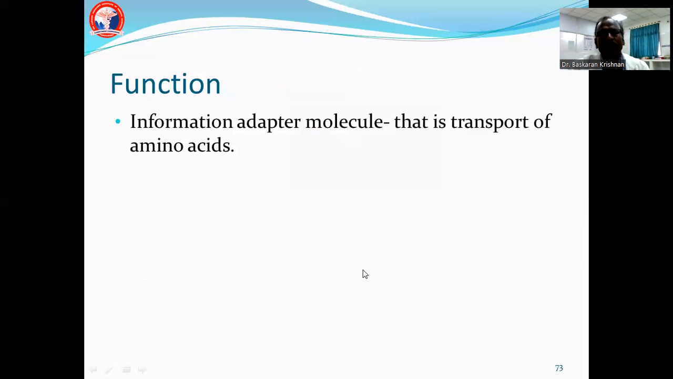Functions. It is an information adapter molecule. That means it transports amino acids. It is involved in the transport of amino acids for protein synthesis.